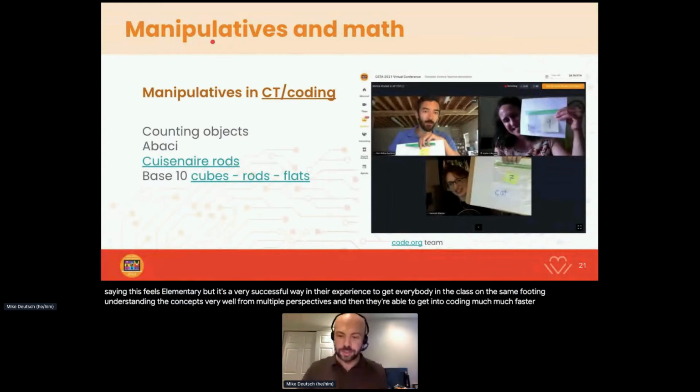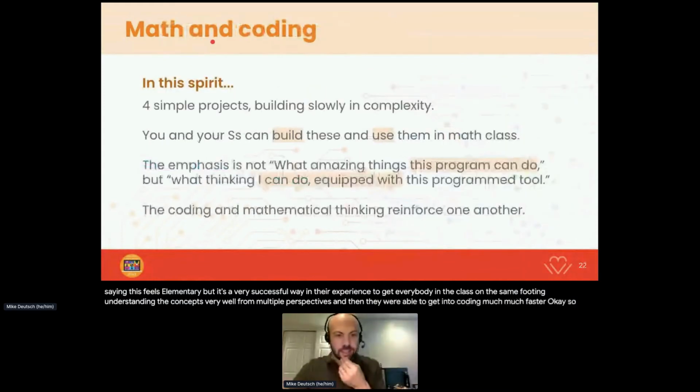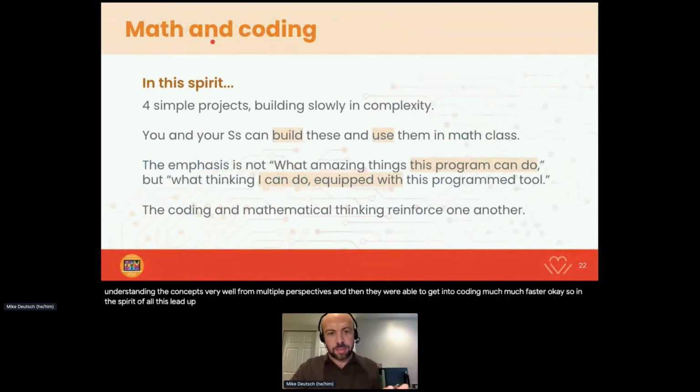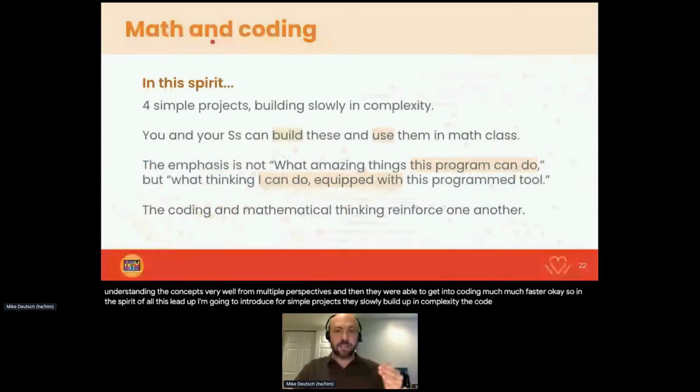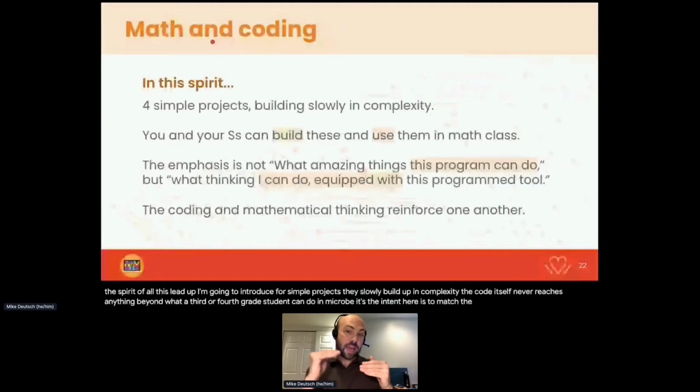Okay, so in the spirit of all this lead up, I'm going to introduce 4 simple projects. They slowly build up in complexity. The code itself never reaches anything beyond what a 3rd or 4th grade student can do in microbits. The intent here is to match the level of math that the kids are at with the amount of code that they're able to do.